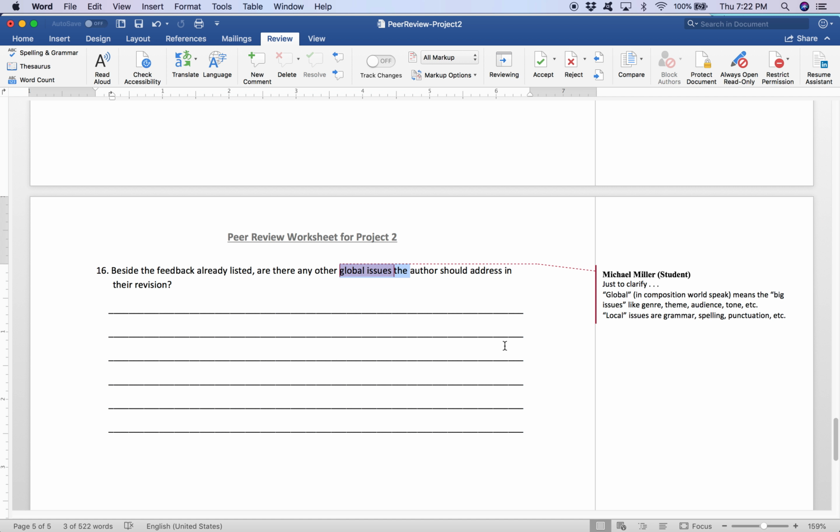So when we're talking about global issues, we're asking, outside of all of the questions that we've asked in this worksheet and any of the additional information you may have left on your peer's rough draft, are there any of these other big issues that the author needs to address in the revision? I just wanted to provide that little bit of clarification, and hopefully that'll help you round out the peer review feedback that you are providing to your classmates in order to really help them move forward into the revision process.